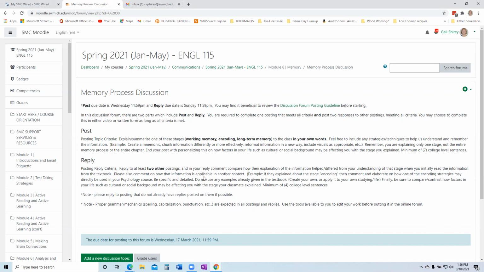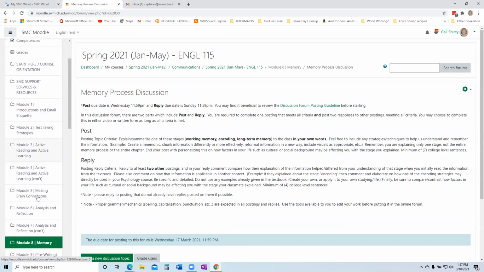And then, of course, in your reply, I want you to reply to a minimum of 2 others and be specific on how that information may be different from your understanding or it is the same. In other words, compare, contrast, and then how their information may be applicable to another context. For example, if they talk about encoding, then maybe comment or elaborate on strategies for encoding that you used in the psychology course. So you want to bring some of your own stuff to your reply. So that is the forum this week.